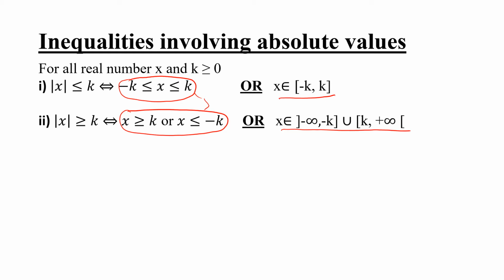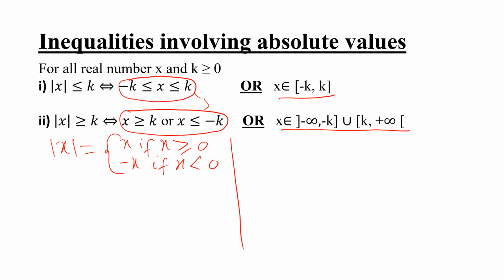To show this we need to use the definition of absolute value. Remember that the absolute value of x is equal to x if x is greater than or equal to 0, and it is equal to negative x if x is less than 0. Now on case 1, we have the absolute value of x less than or equal to k.